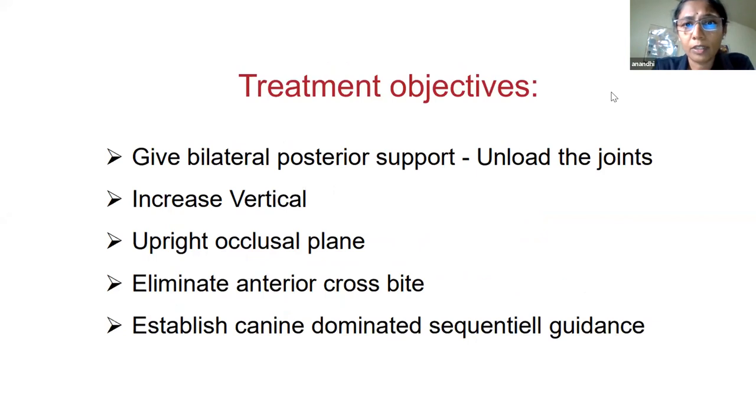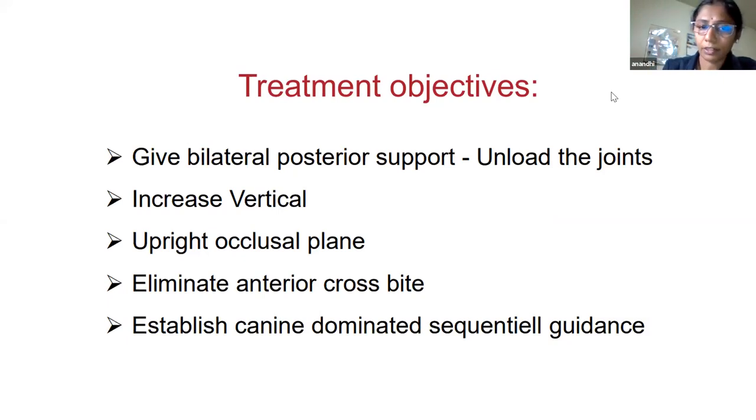So the treatment objective is to give bilateral posterior support, that is, unload the joint because he's having so much pain, right? Headache, especially on the left side. That's what he was talking about. So we increase the vertical and upright the occlusal plane, eliminate the anterior crossbite, and establish canine-dominated sequential guidance. This is the treatment objective for this patient, right?